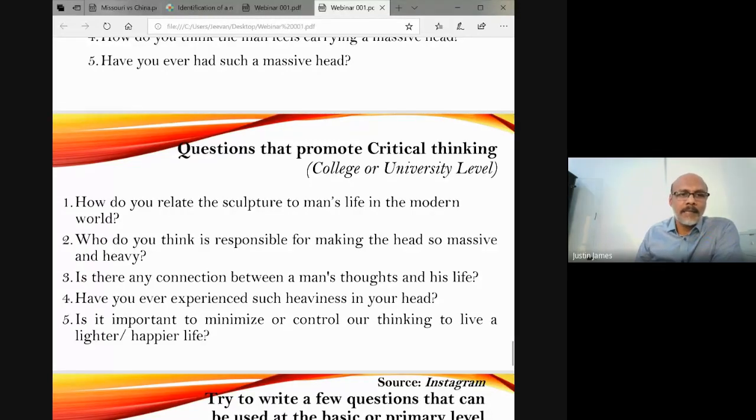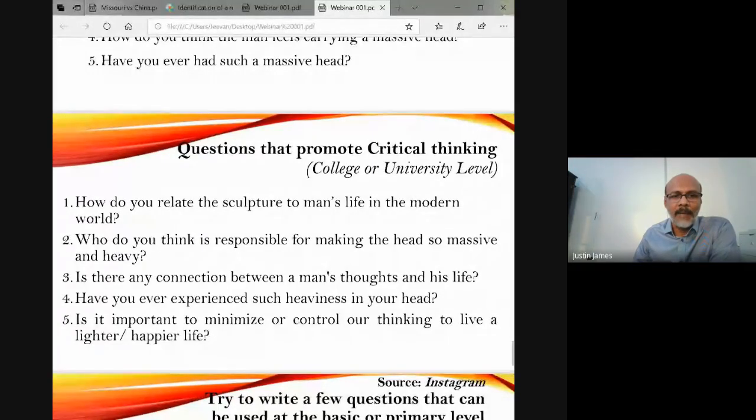How do you relate this sculpture to man's life in the modern world? Who do you think is responsible for making the head so massive and heavy? So is it society or is it the person? Like I have given some clues now. Is it the society? Is it the person? Is it personal problems? So you can add to the question. Therefore, you can generate more thinking among students.